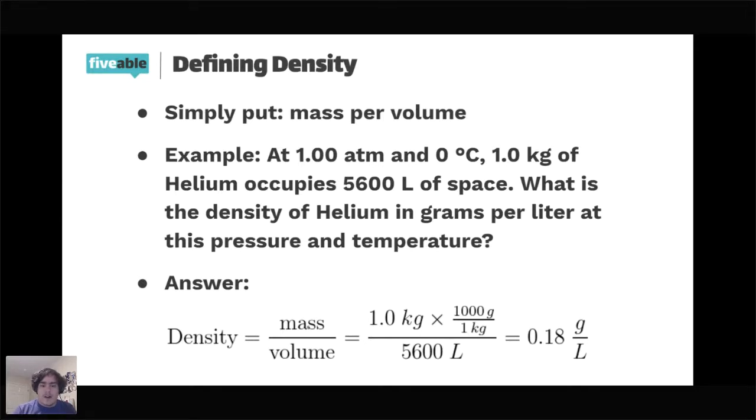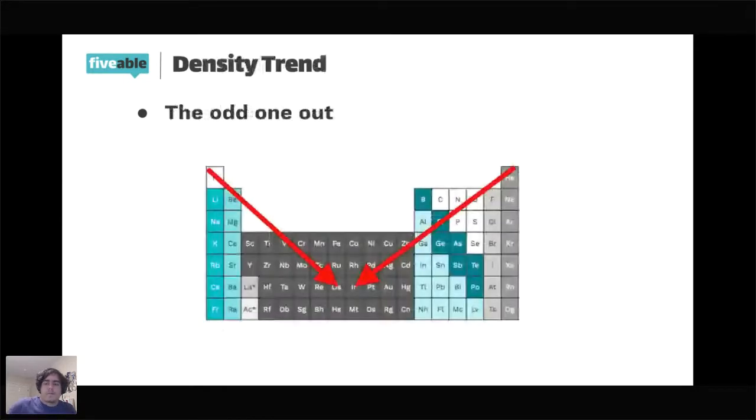And density trend is kind of the odd one out. I remember, very famously, my chem teacher, who was considered to be by far one of the best teachers in the school, when he was teaching density, literally prefaced it with, I don't know.